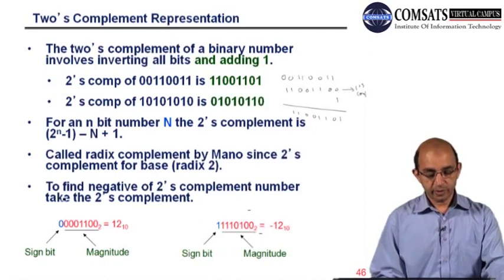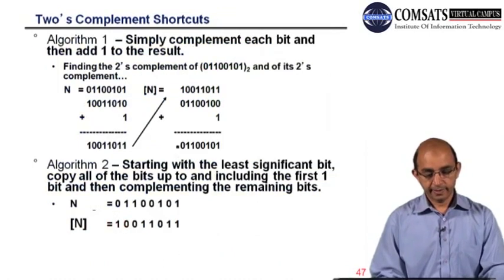The negative of a 2's complement number: take the 2's complement. So this is the algorithm. Algorithm 1: simply complement each bit and then add 1.